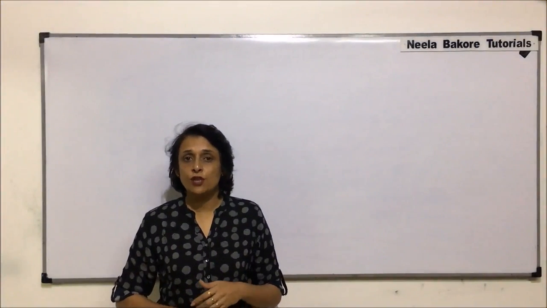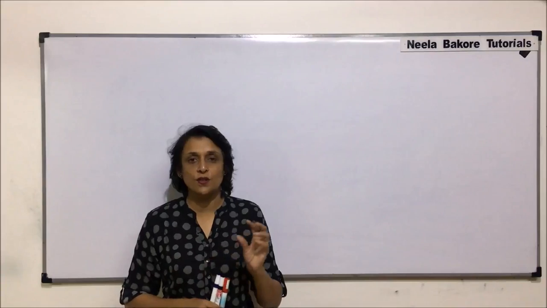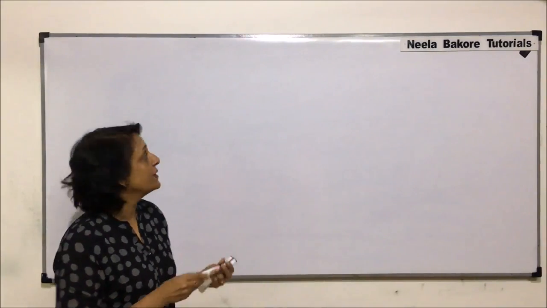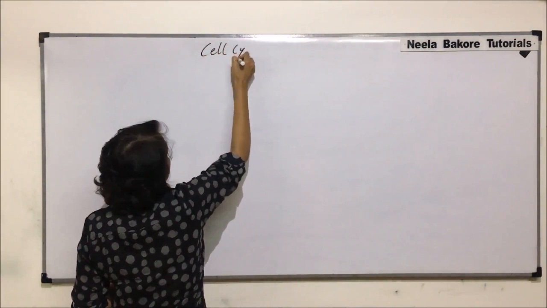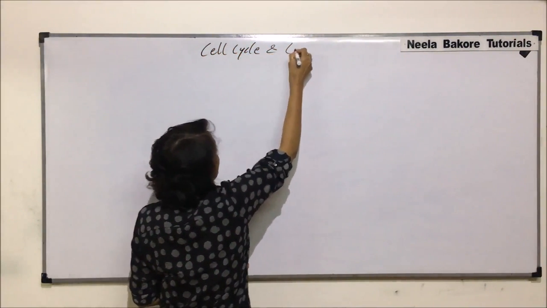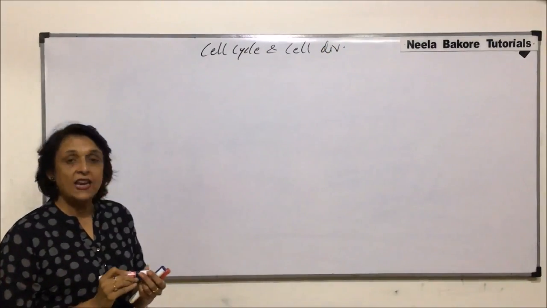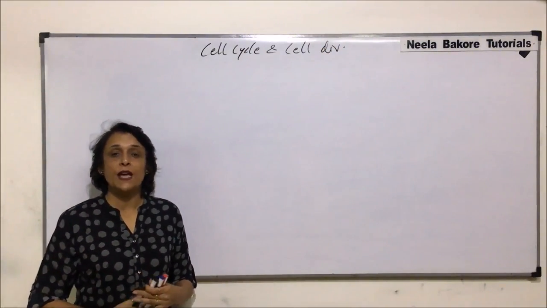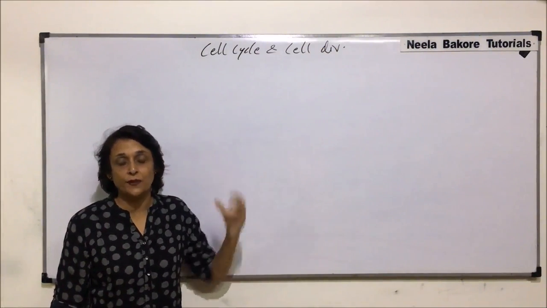We are starting a new chapter in the unit of structural organization of the cell, and the chapter is cell cycle and cell division. Cell cycle and cell division. We will start with cell cycle. But before that, what exactly are we going to discuss in this particular chapter?